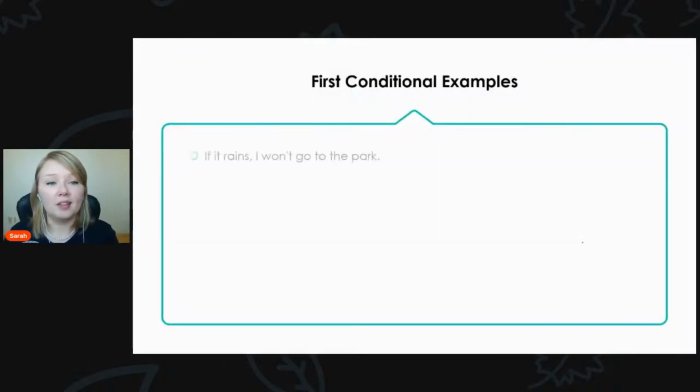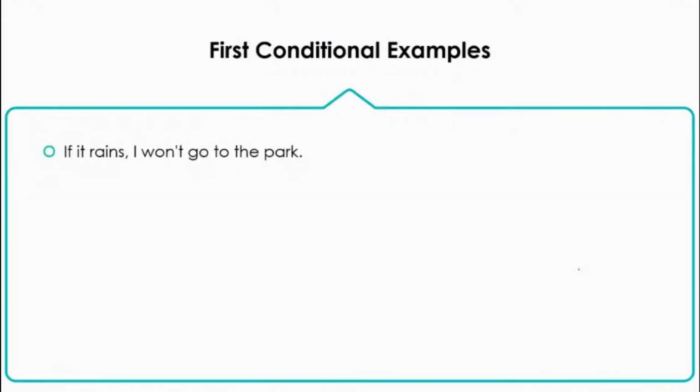Let's look at some more examples. If it rains, I won't go to the park. So just like we can use will, we can also use won't. So if it rains, the likely result is I won't go to the park, right? Still future, I won't go in the future.